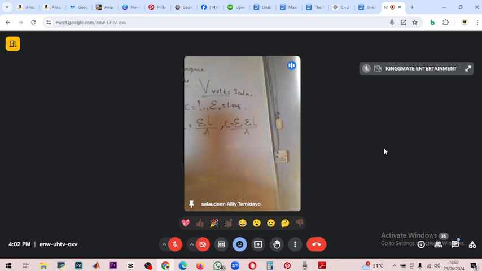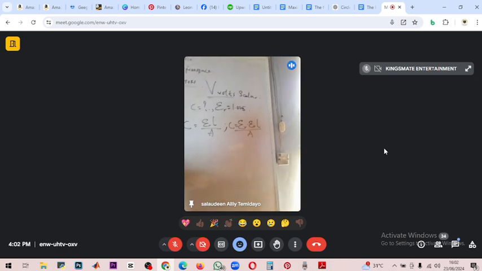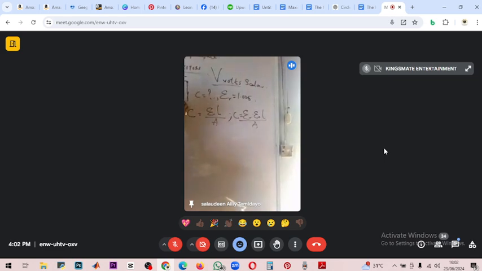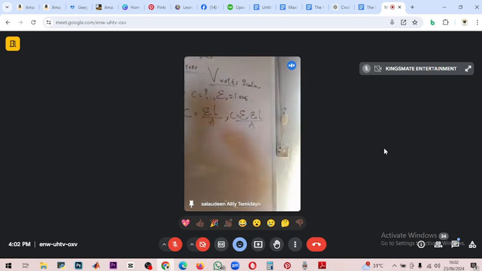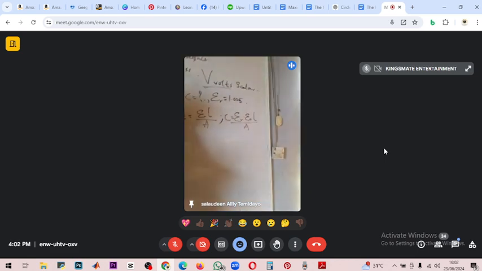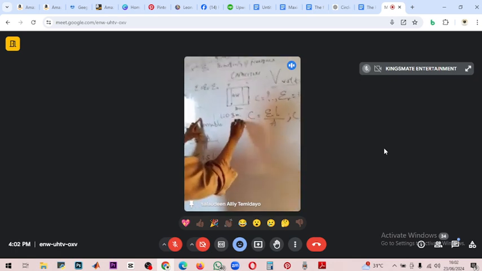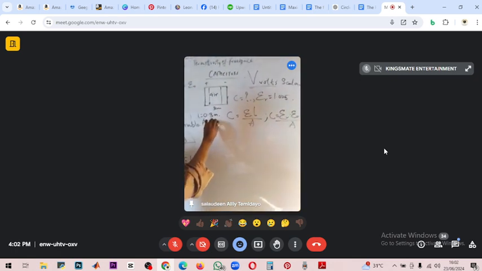A is the area of the thing. This is a square. We said a square capacitor. Formula for area, length times breadth. Since this is 3 cm, it's a square, this one should also be 3 cm. So let's change it to meters. That's going to be 0.3 meters. So the area is 0.3.